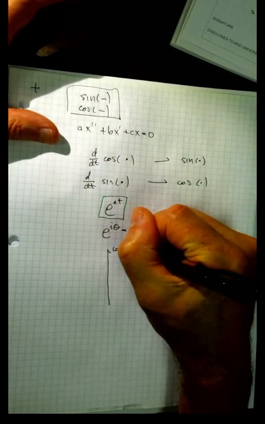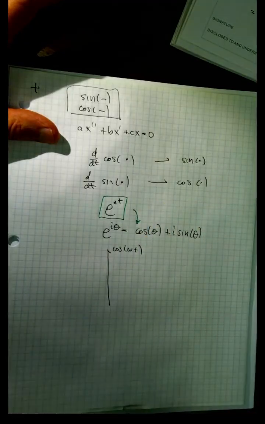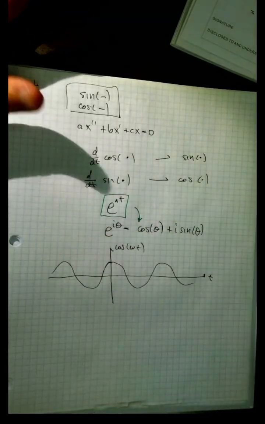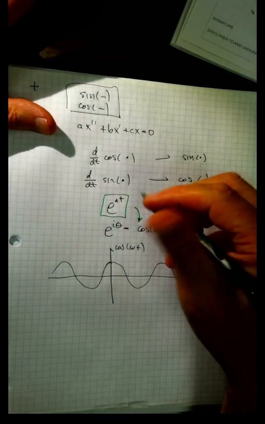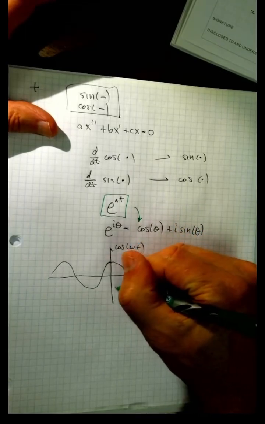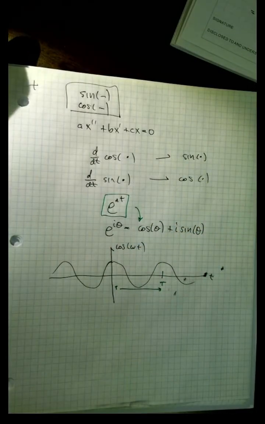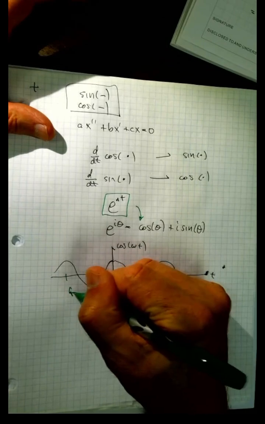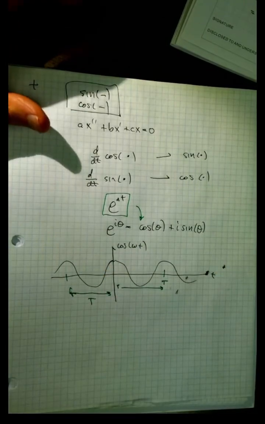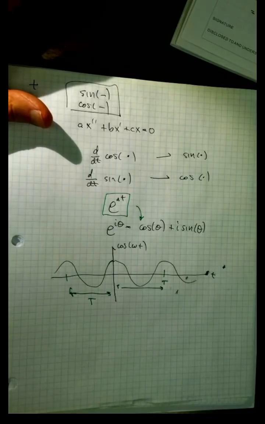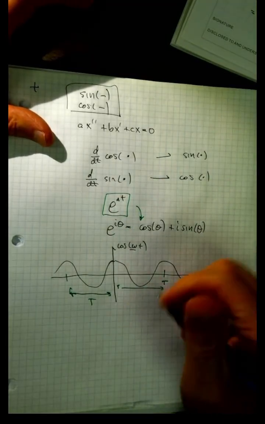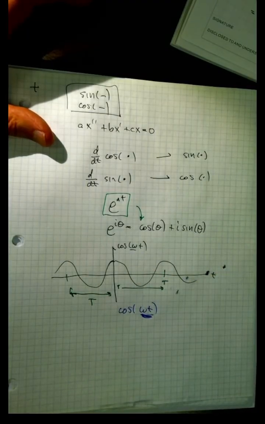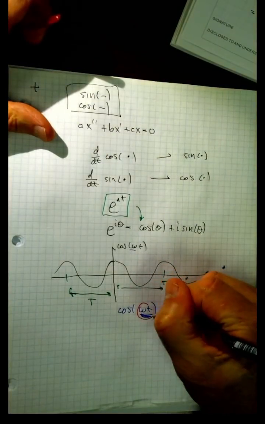So in terms of cosine, if I have cosine of omega t as a function of t, it's going to look something like this. It's going to have some period over which it repeats. On this period, this function is going to repeat over and over and over again. And the question is what is the period if you're given this omega that's appeared here? So you have cosine of omega t.